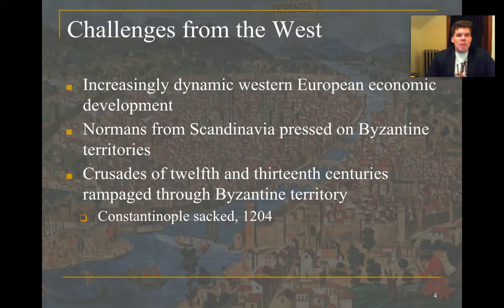And then they also had challenges from the West. Western European economies were growing more and more powerful, more and more potent. The Normans from Scandinavia were also pressing on the Byzantine Empire's territories from the north, and the Crusades in the 12th and 13th centuries began to spell the end of the Byzantine Empire, where Christian crusaders on their way to Jerusalem decided that, well, we can't really get to Jerusalem, but hey, Constantinople is there, so why don't we just rampage that and steal everything we possibly can? And they did in 1204.